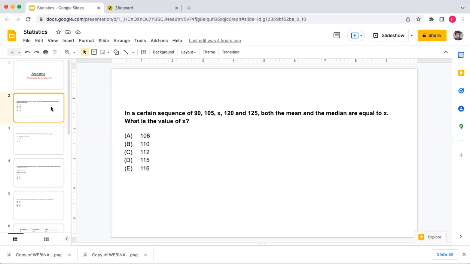Yes. Okay, this is a very simple question. We have a certain sequence 90, 105, x, 120, and 125. Both the mean and median are equal to x. Okay. And what is the value of x?